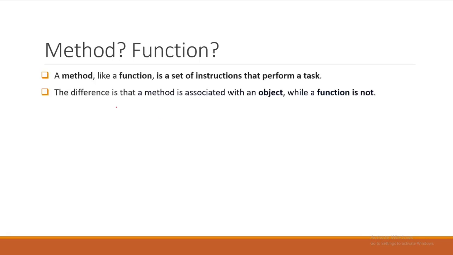What are the differences between a method and a function? A method, like a function, is actually the same. We create them the same way. Both are a set of instructions that perform a task. The difference is that a method is associated with an object, and we call it together with the object. We are going to create our classes, which will contain general methods or class methods, and we call the methods using objects.